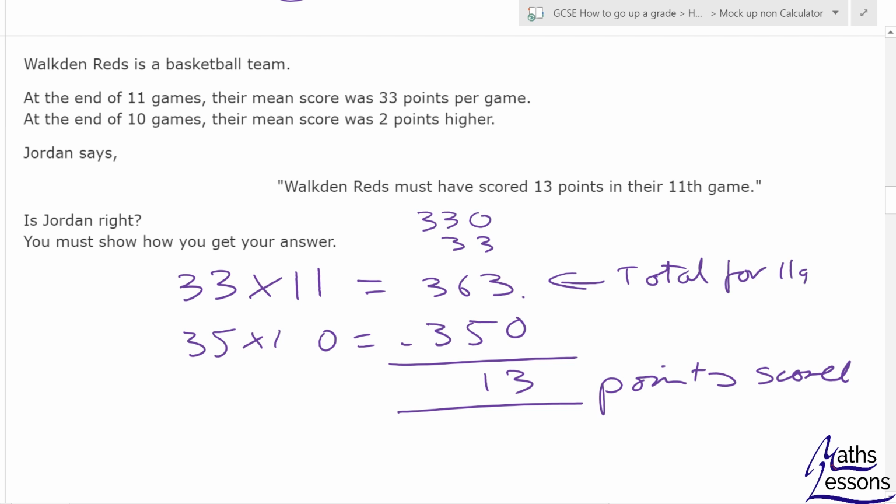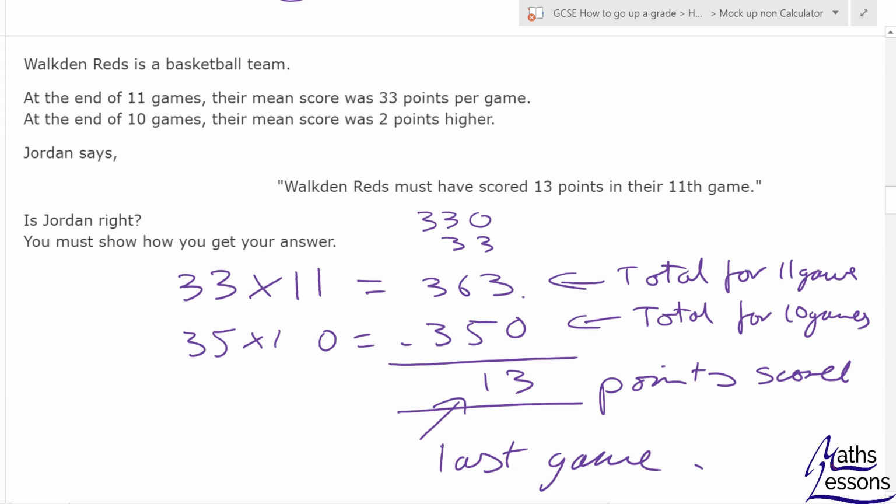Total for 11 games. Total for 10 games. Therefore, last game. Quite clearly, that is how we got it. So Jordan was correct.